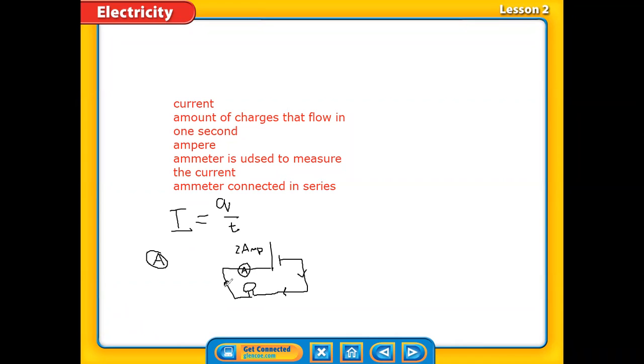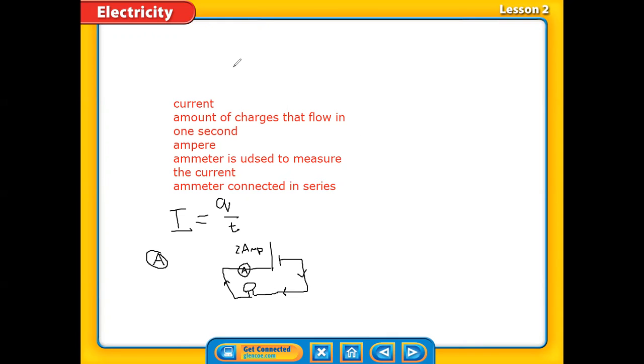Whatever place you put the ammeter in, anywhere in the circuit, it will give the same reading, because the current is constant, or fixed, while flowing in a circuit. That's why we put a meter in series. In series means anywhere within the main wire of the circuit.